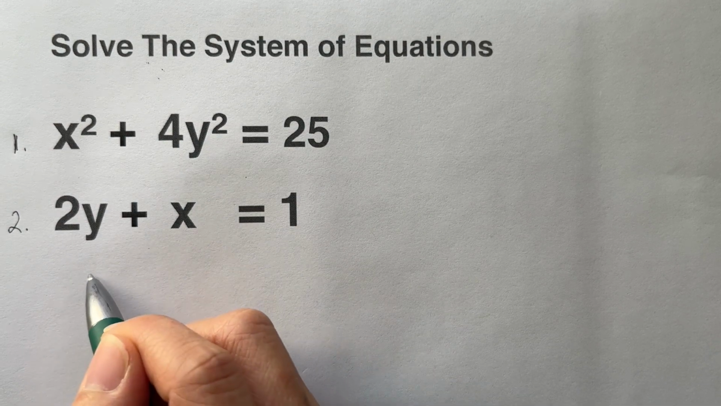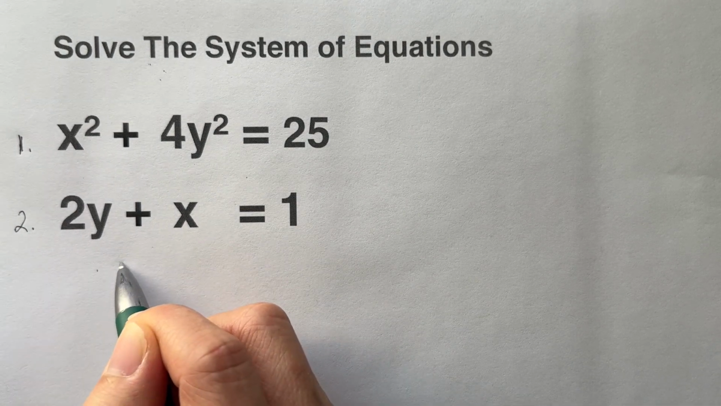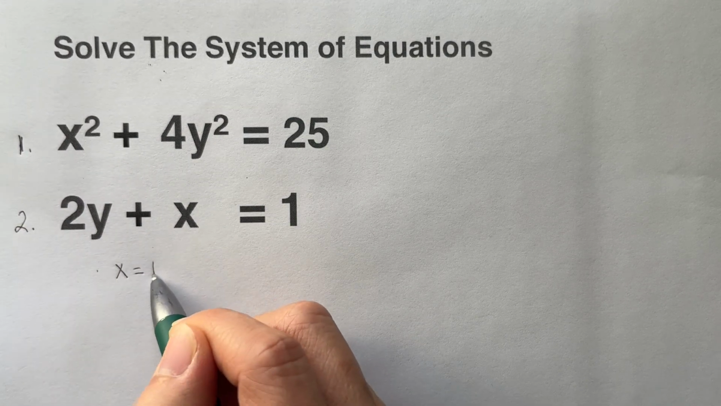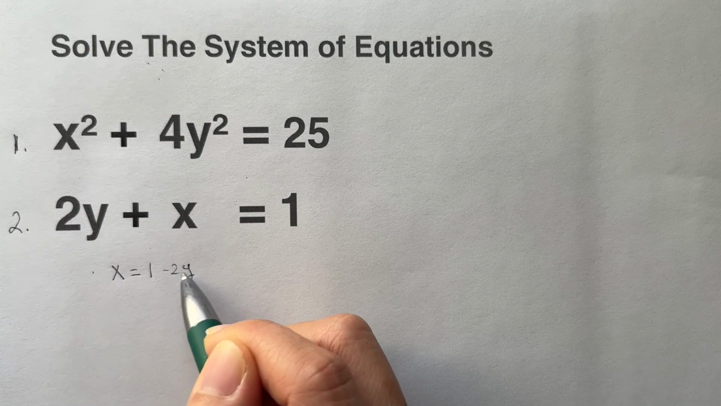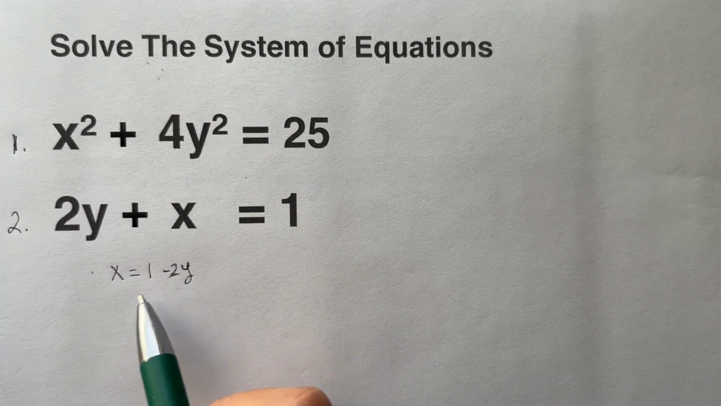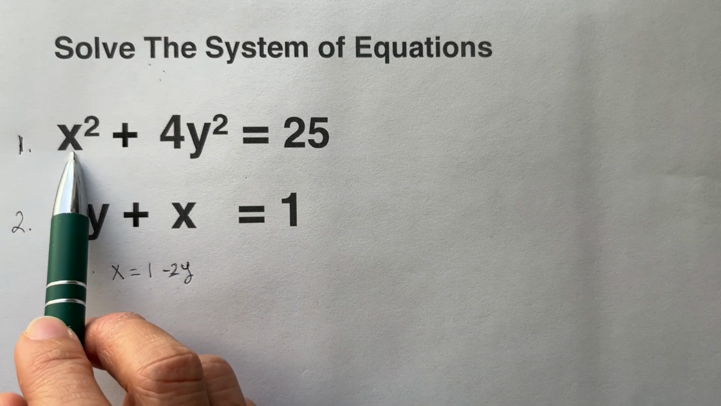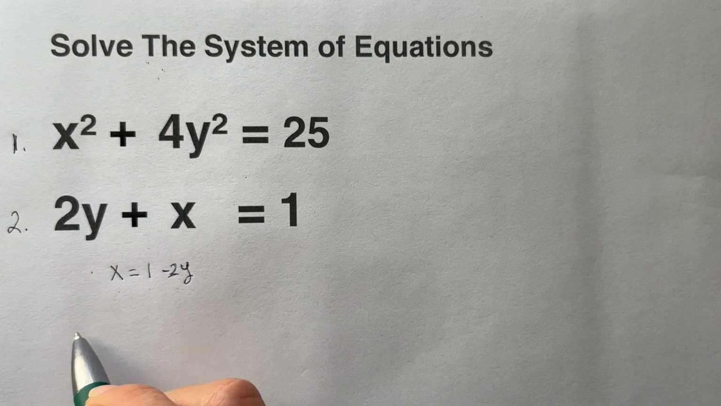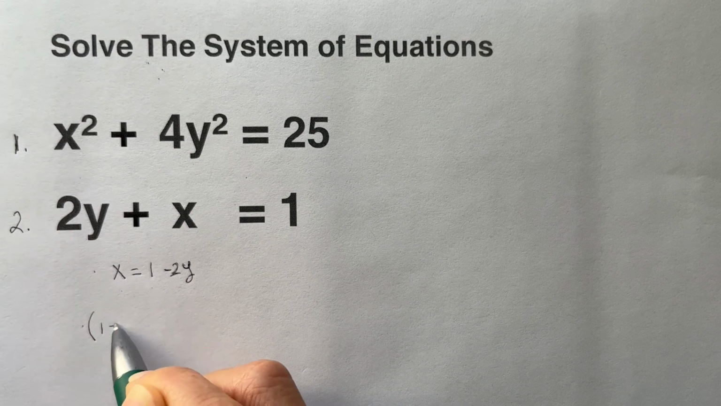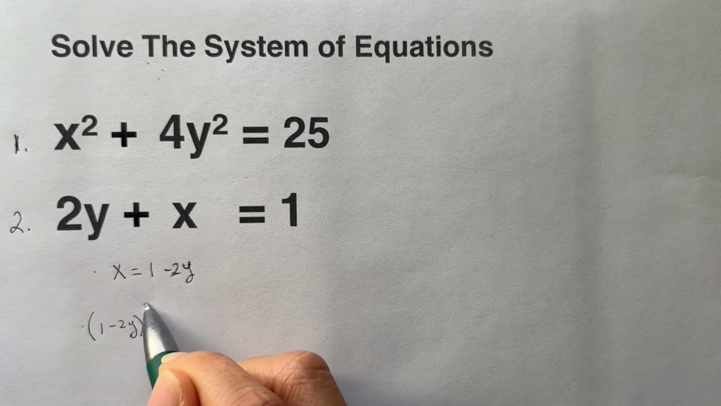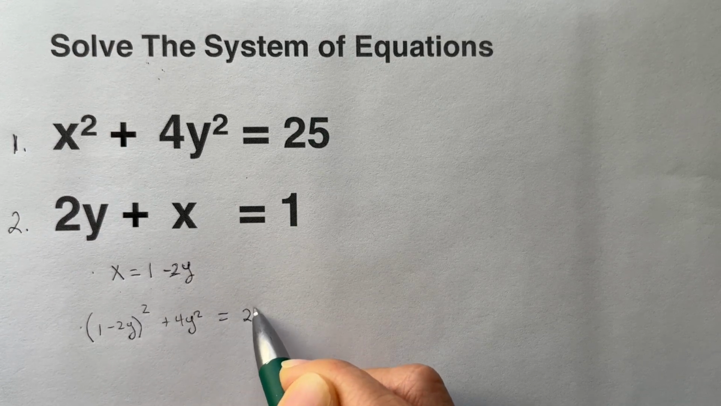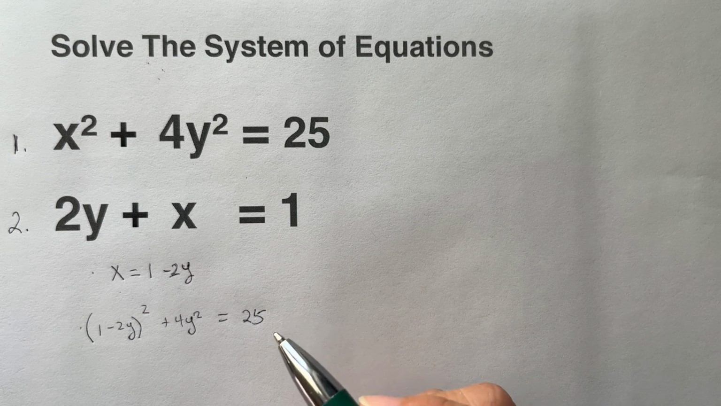2x plus y is equal to 1. We're going to subtract 2y on both sides, and we get x is equal to 1 minus 2y. And we're going to use this to substitute 1 minus 2y into x right here in the second equation. So here we have 1 minus 2y squared plus 4y squared is equal to 25.